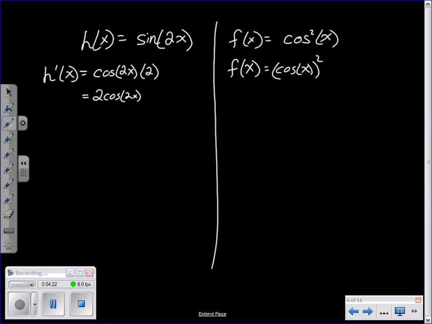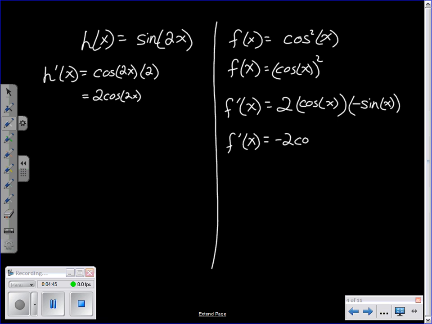So taking the derivative here, I identify my outer function as something squared. So I bring the 2 down, and then I'm going to subtract 1 from the exponent, which is just 1. I repeat the inside, which is cosine of x, and then I'm going to multiply by the derivative of the inside. The derivative of cosine x is negative sine x. So simplifying this, I can say f prime of x equals negative 2 cosine x times sine x. And that's it.